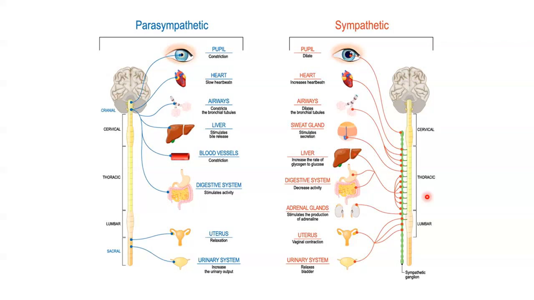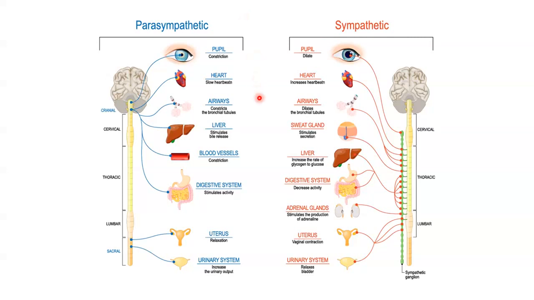Now, another difference between the somatic and the autonomic divisions of the peripheral nervous system is that the autonomic nervous system can then be further divided into two divisions. So we have a parasympathetic division and we have a sympathetic division. And these two divisions is what we're going to focus on for the rest of the lecture.